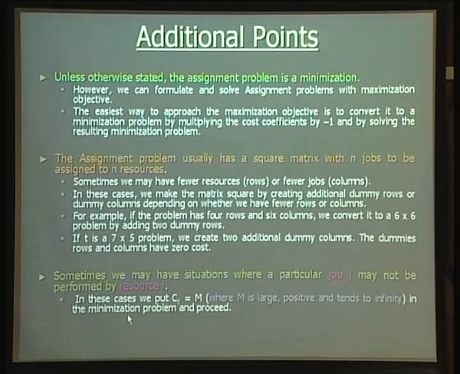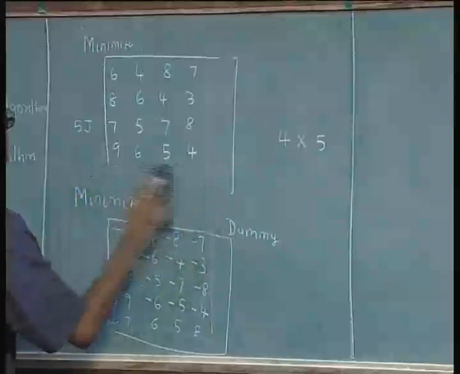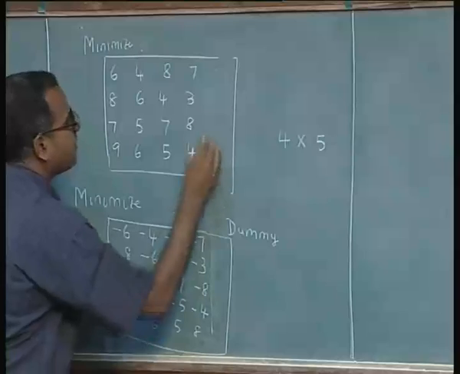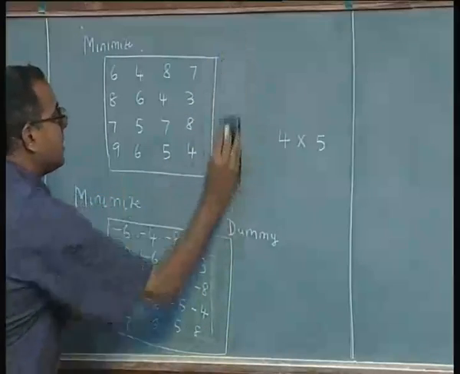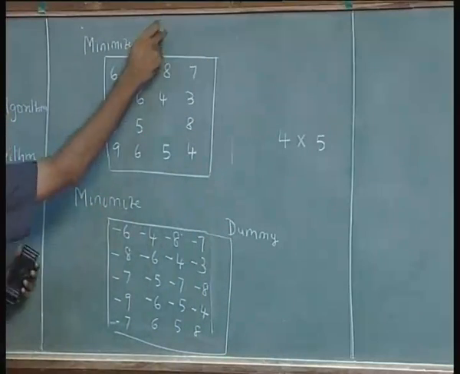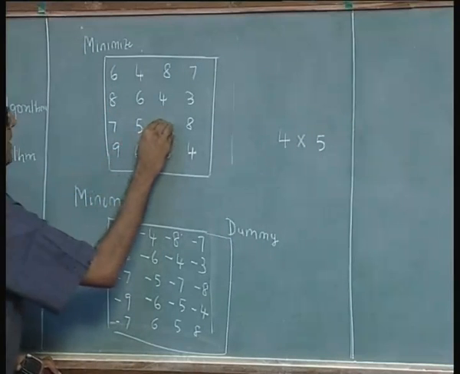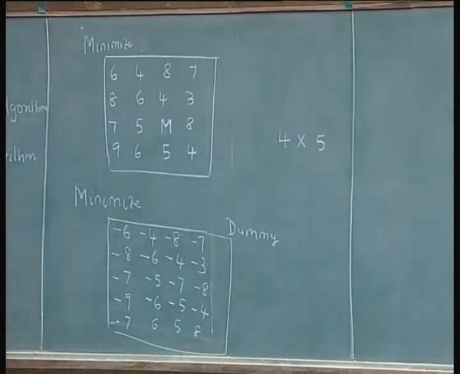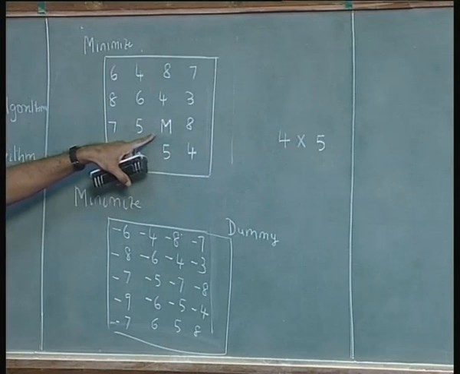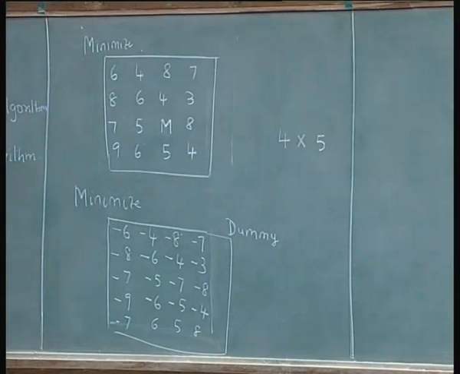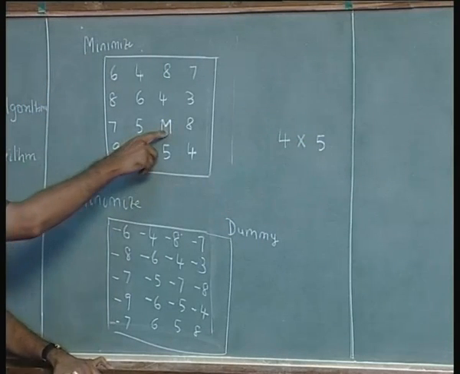There could be situations where a particular job may not be performed by a particular resource. For example, if this is a minimization problem, and say it is a 4 by 4 minimization problem, and suppose we say that this job cannot be performed by this person, then we put a big M here. Big M as we defined M in the simplex. Once again M is large and positive and tending to infinity for a minimization problem, so that when we make the allocations we will not have an allocation at all here.